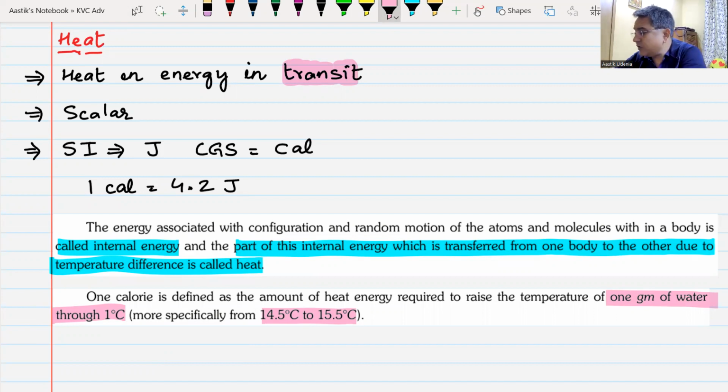We will get to know more about heat in the coming days, but right now we are going to concentrate on the term temperature. Have you noted this down? I'll give you 2 minutes. Note it down. Let me know once you are done.